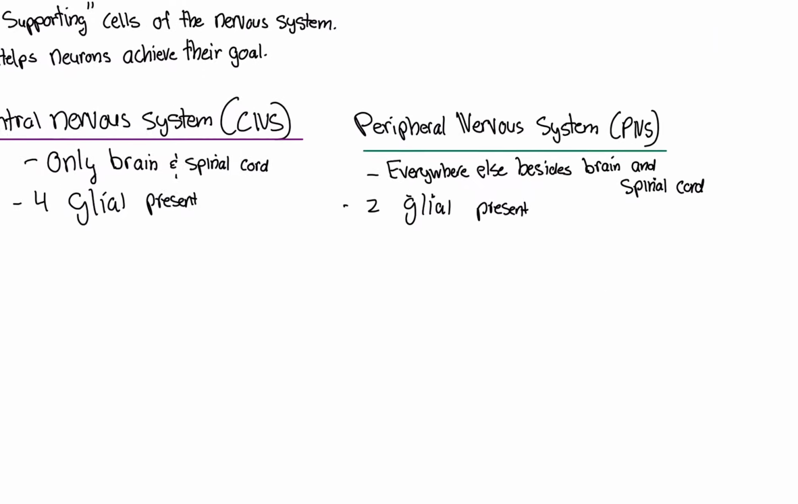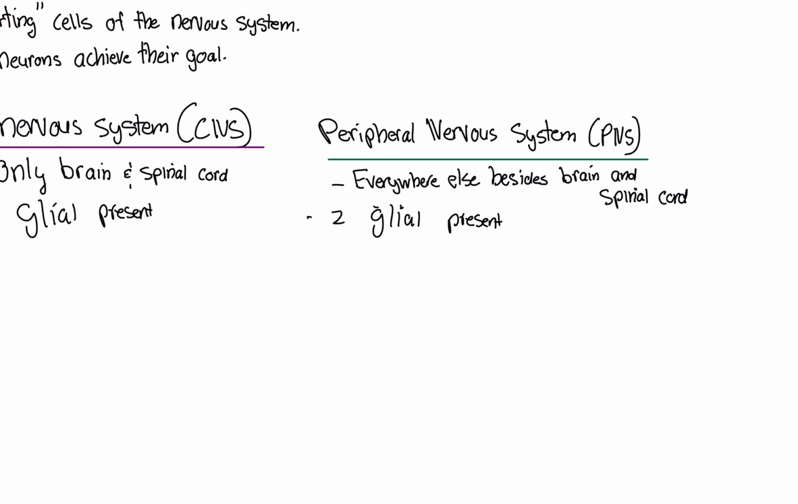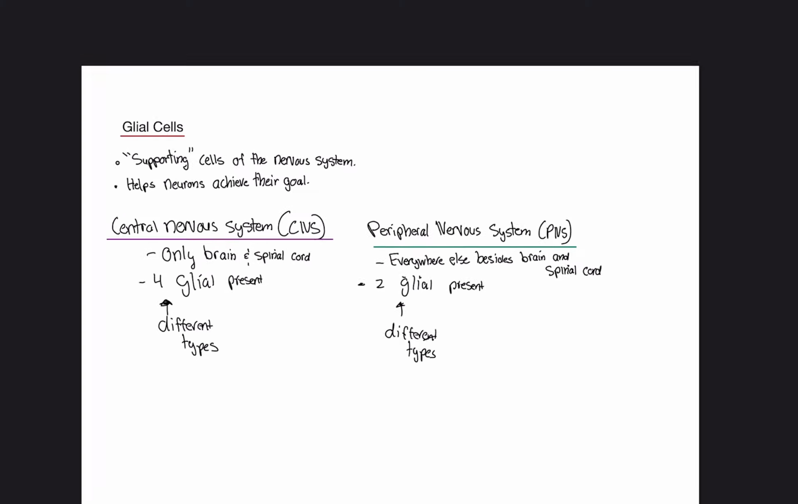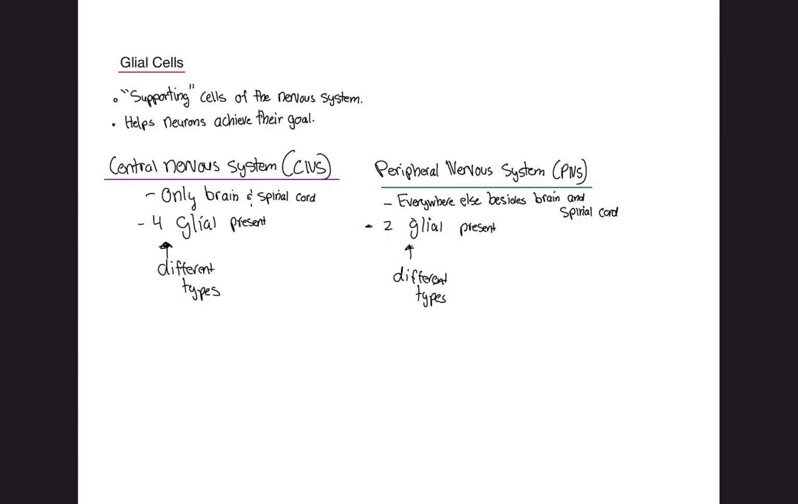The peripheral nervous system, or the PNS, is basically everywhere besides the brain and spinal cord. So there are 2 glial cells present in the PNS, 2 different types, I should say. So 4 basically different types in the CNS. Okay. So the CNS is brain and spinal cord, and the peripheral nervous system, or PNS, is everywhere else besides the brain and spinal cord.